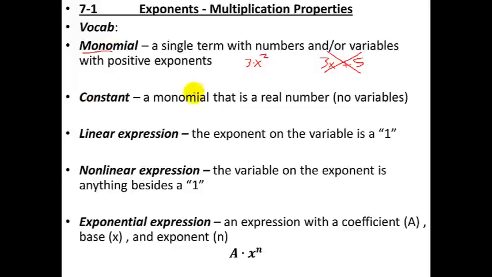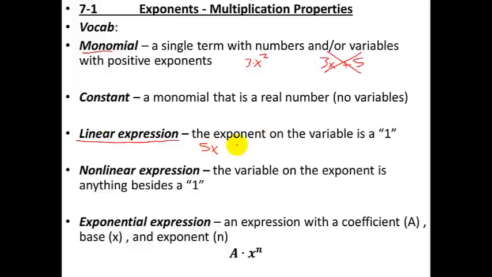Okay, next vocab word, a constant. A constant is any monomial that's a real number, so it doesn't have any variables. So 5, 7.2, 6.3, all those kind of things are constants. They don't have a changing value. A linear expression. This is any expression where the exponent on the variable is a 1. So for example, 3x squared is not a linear expression because the exponent is not a 1.